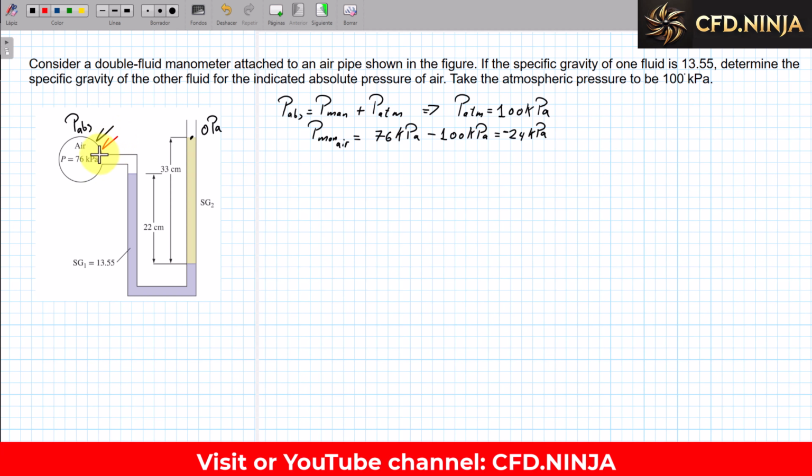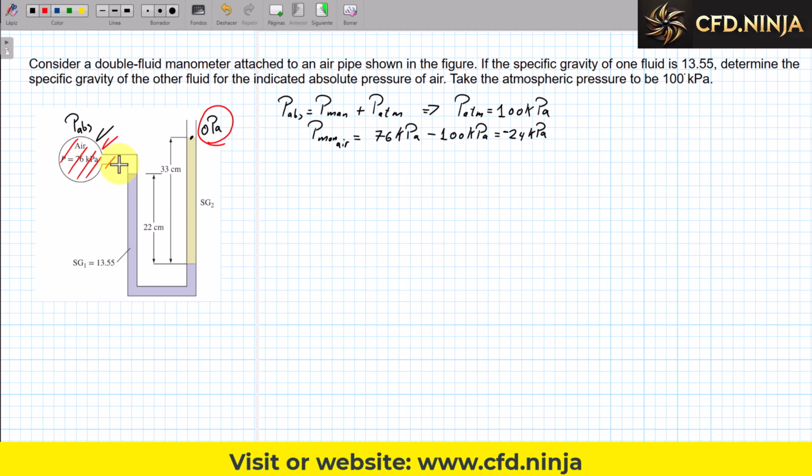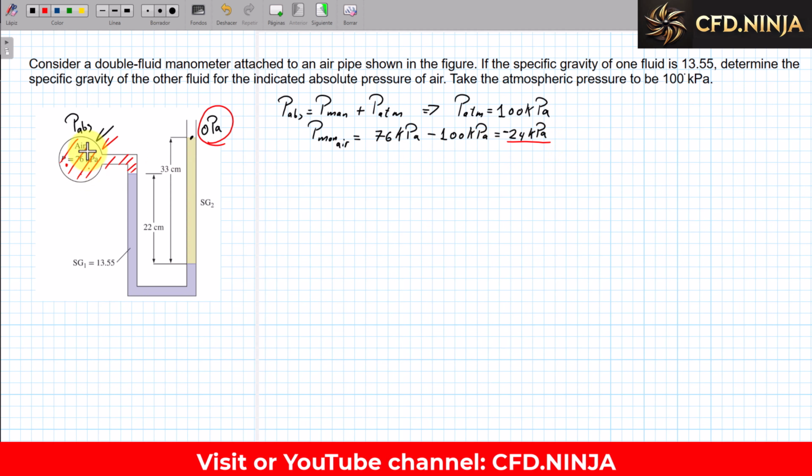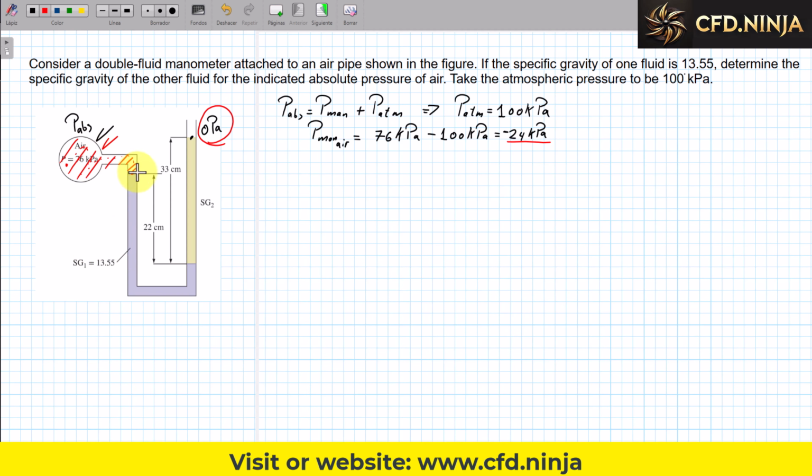It is with this gauge pressure that we are going to set up our manometry equation, since we have the pressure of 0 pascals here. Now the next thing we have to know by theory is that in this entire enclosure, since it is a gas, the pressure is the same. That is to say that here it is 76 kPa as absolute pressure or 24 kPa as negative gauge pressure. At all these points that pressure is going to be exactly the same as at the interface with the liquid, which has a specific gravity of 13.55. Why? Because all of this is a gas. When it's a gas, the pressure is the same throughout the volume.